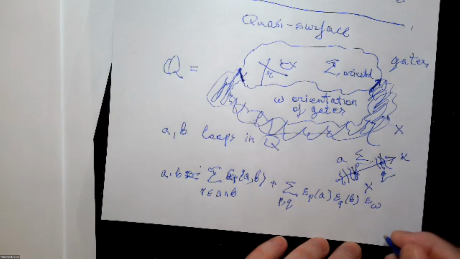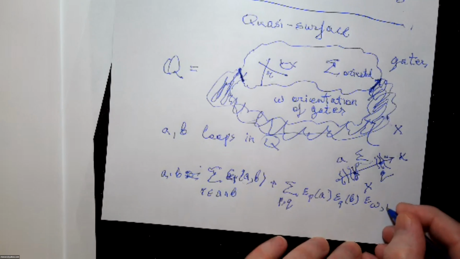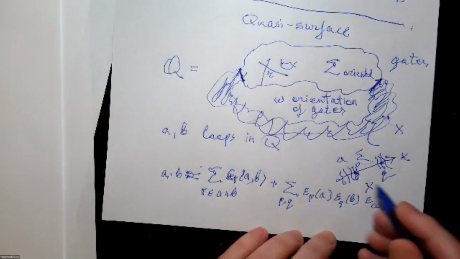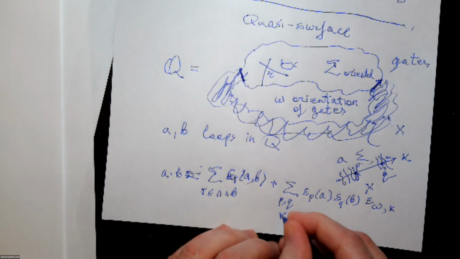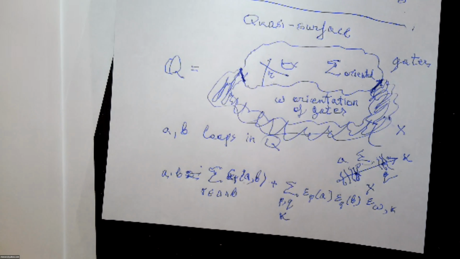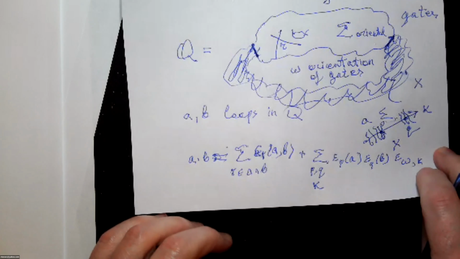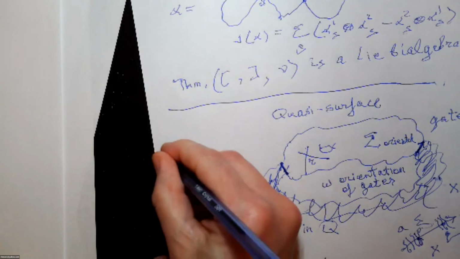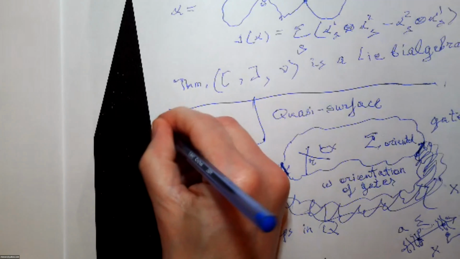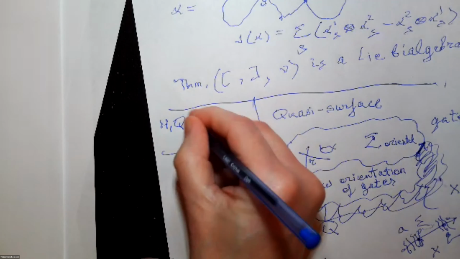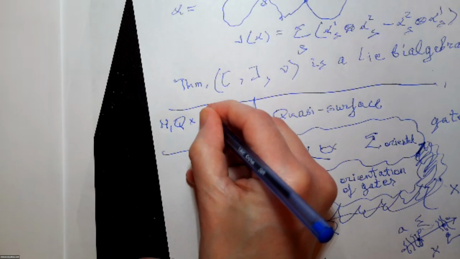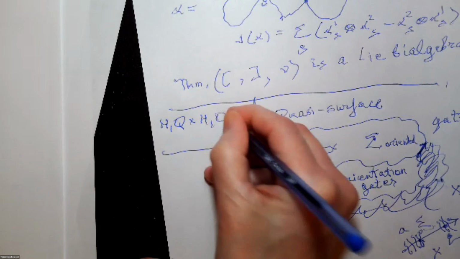Gate K. So this depends on K. PQ are intersection of these loops with K. And then we sum up over all Ks. Well, it turns out that that's well defined. What it gives us, well, a kind of intersection, H1 Q times H1 Q to Z.